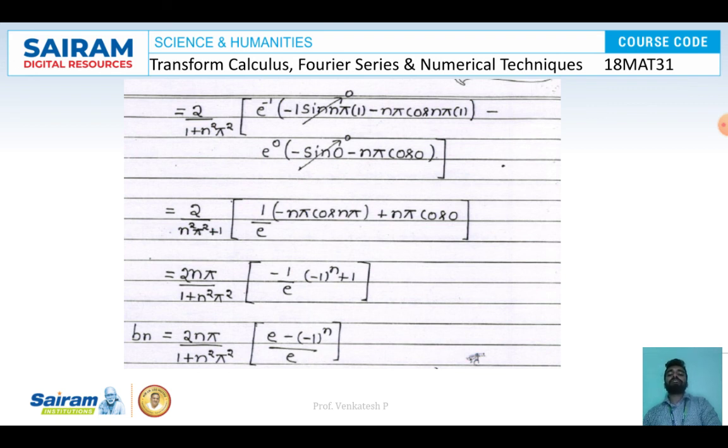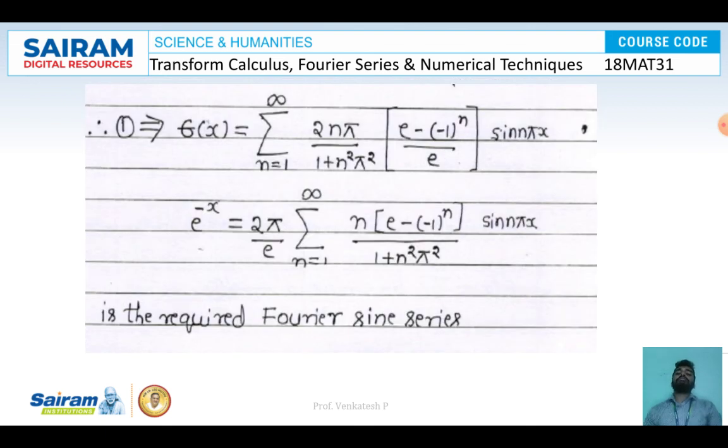So by taking LCM, we got Bn is equal to 2 n pi by 1 plus n square pi square into (e minus minus 1 power n) divided by e, which is the required value of Bn. So therefore, f of x will be equal to summation n from 1 to infinity 2 n pi by 1 plus n square pi square into (e minus minus 1 power n) divided by e into sin n pi x, or e power minus x is equal to 2 pi by e into summation n from 1 to infinity n (e minus minus 1 power n) by 1 plus n square pi square into sin n pi x, which is the required Fourier sine series for the given function e power minus x. Thank you.